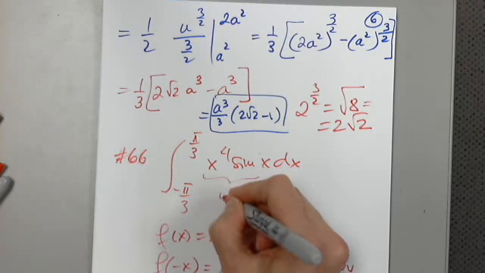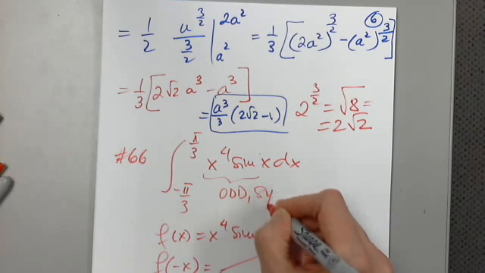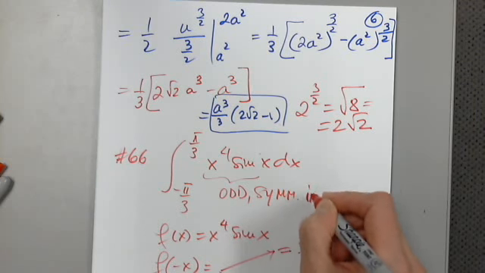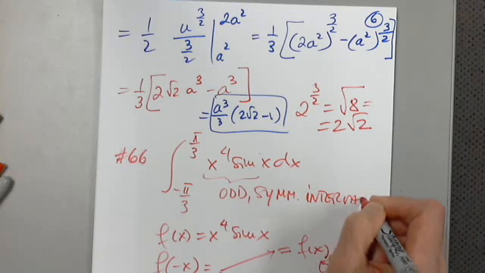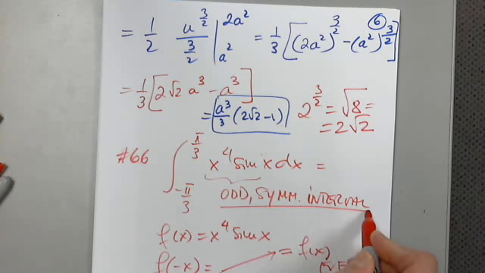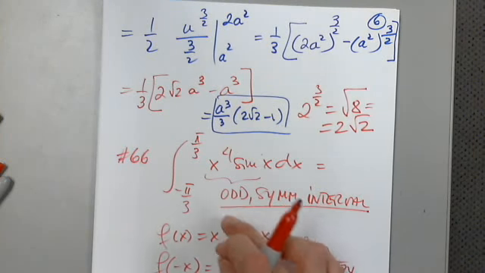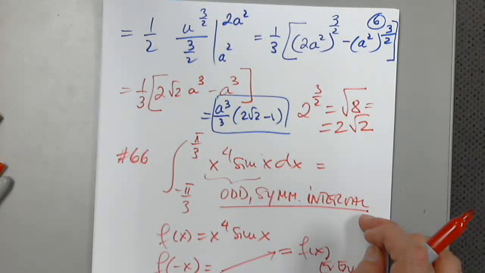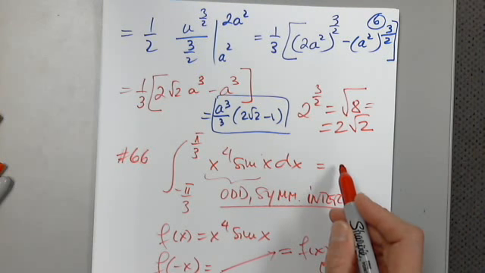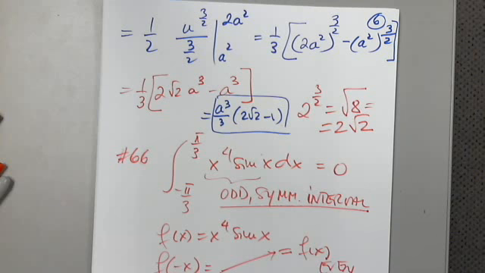Correct. Since the function is odd and symmetric interval, what do I say? I have to write this. Odd function, symmetric interval. What do I conclude? Very good.